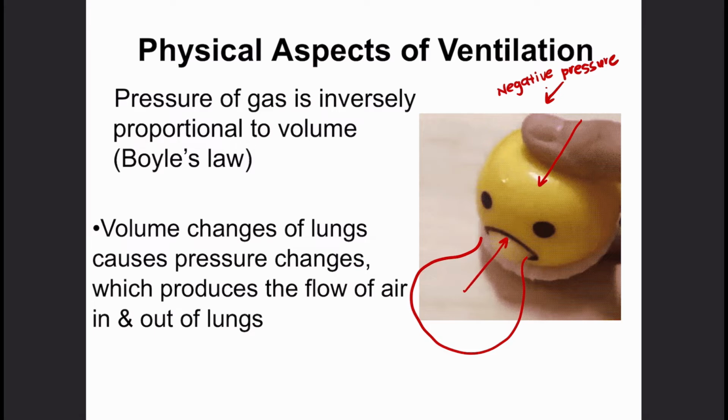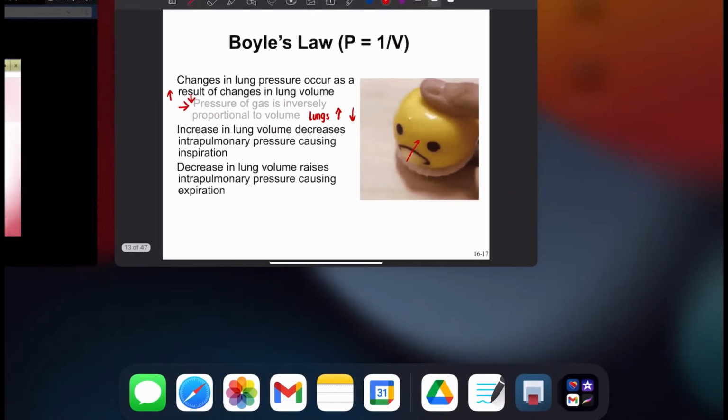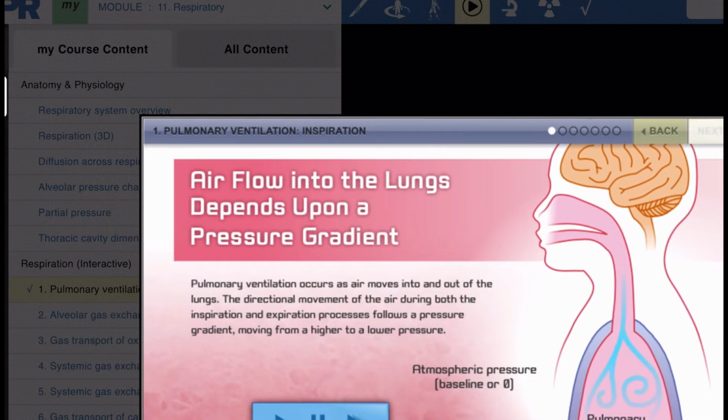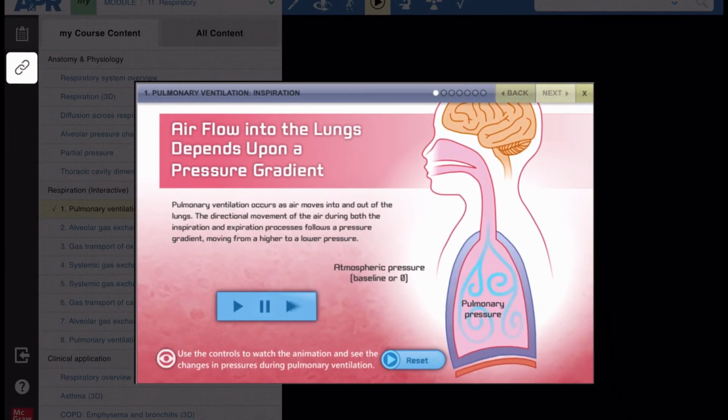And this has to do with Boyle's law. Boyle's law says that the pressure of gas is inversely proportional to the volume. What that means is when the volume of air in the lungs is high, the pressure in the lungs is low. When the pressure is high, volume is low. And let me show you a GIF of this. This is actually from your textbook, and I just want you to see the intake here.